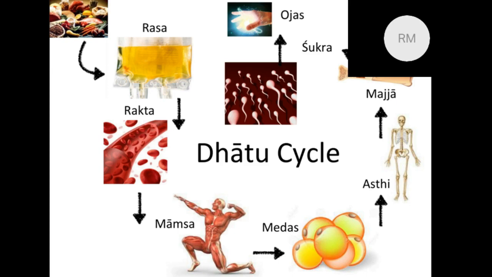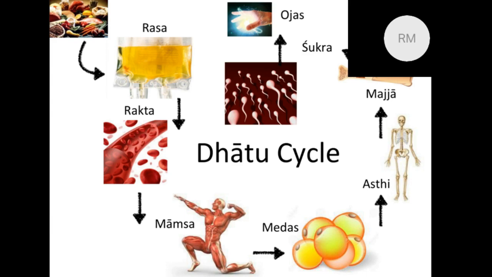If every cell has all the 7 dhatus, you can understand that Shukra Dhātu is that element in the cell which enables cellular reproduction, which enables the division of cells and its own renewal. So dhatu has to be understood at this level.